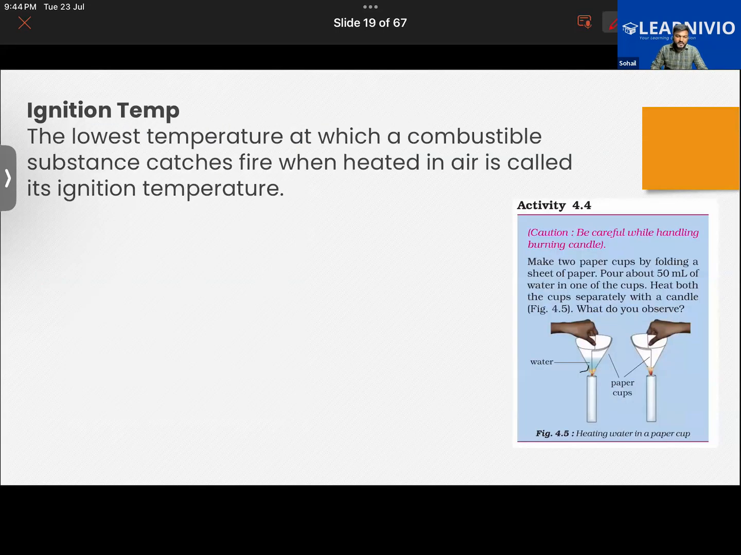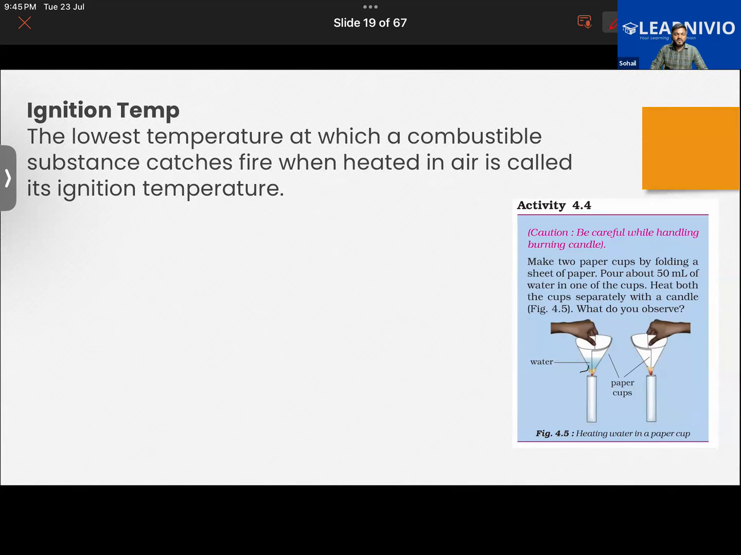Okay. And this activity we have done in the previous class. Let me just quickly recall this concept. The concept basically says that you guys know about the ignition temperature already. That is the minimum temperature required for any substance to catch fire. It's the lowest temperature, and it varies from one substance to another, and the ignition temperature will depend upon different things.